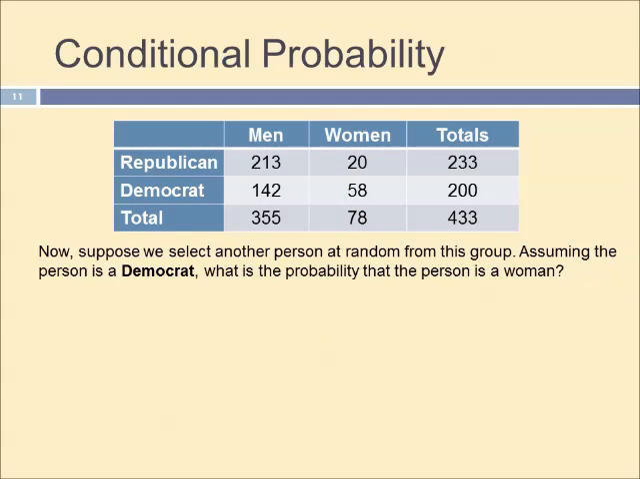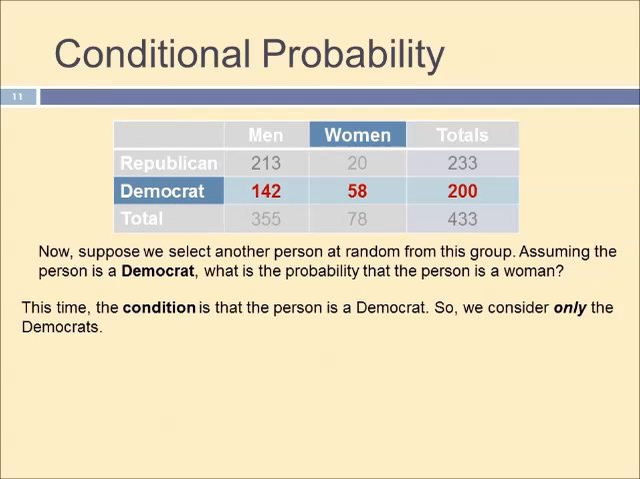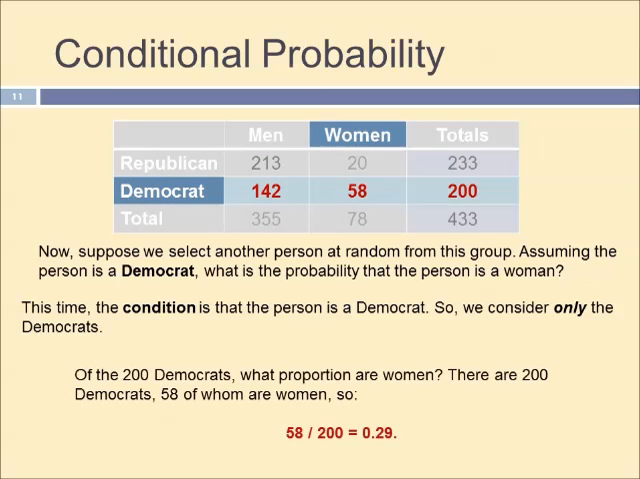Now, suppose we select another person at random from this group. Assuming that the person is a Democrat, what is the probability the person is a woman? This time the condition is that the person is a Democrat, so we consider only the Democrats, not the Republicans. Of the 200 Democrats, what proportion are women? Well, there are 200 Democrats, 58 of whom are women, so 58 divided by 200 is about 0.29.